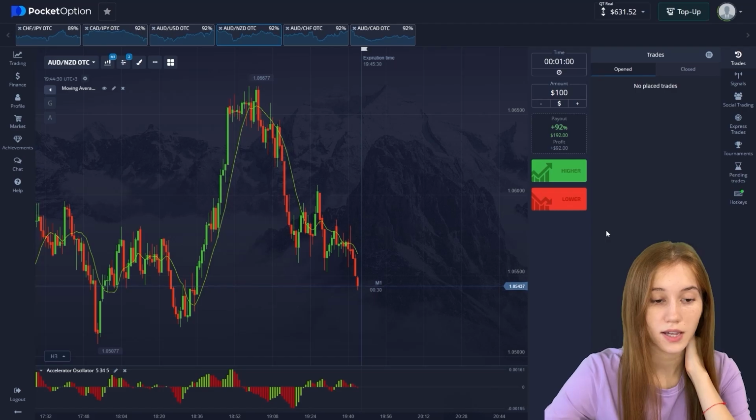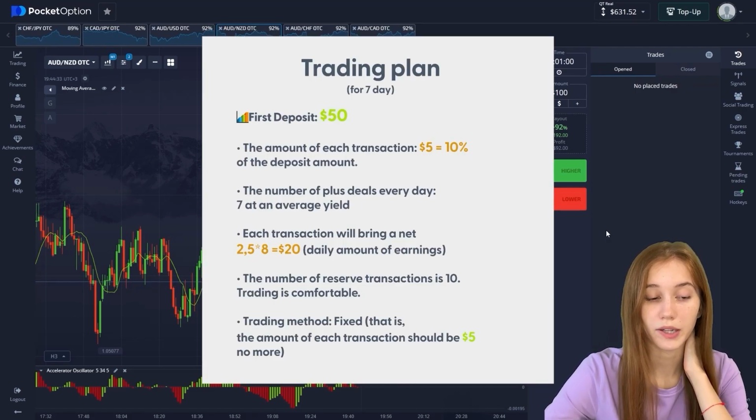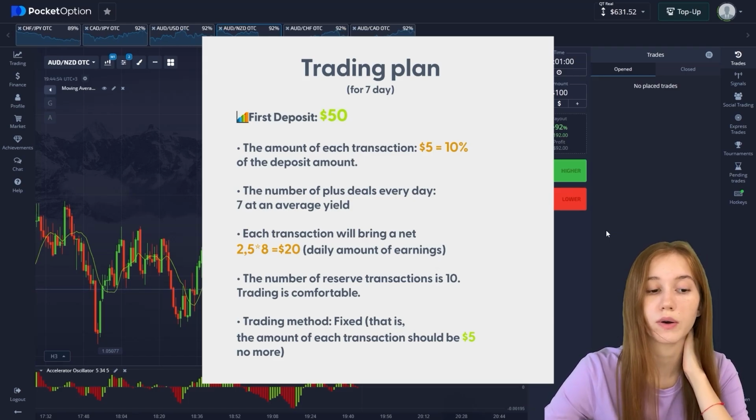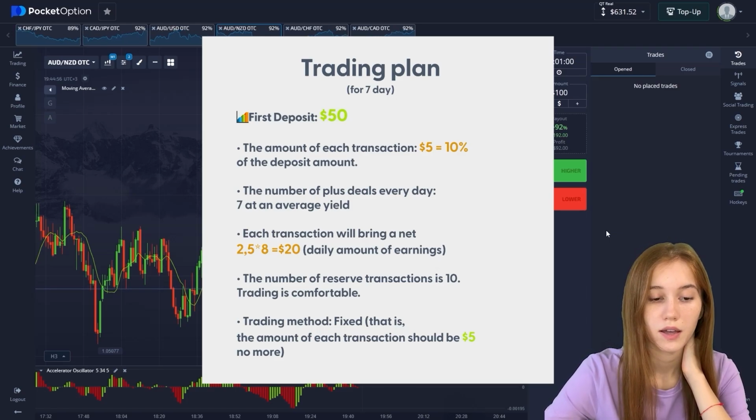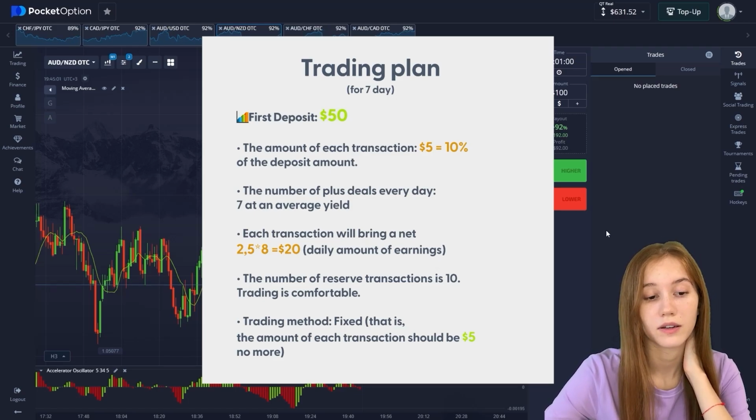So you see this table, it's a trading plan. I'll tell you more about this plan. The first deposit is $50. The first thing we do is start placing deals with $5, which is 10% of our total deposit amount. So the number of profitable deals every day is approximately 7, plus or minus.